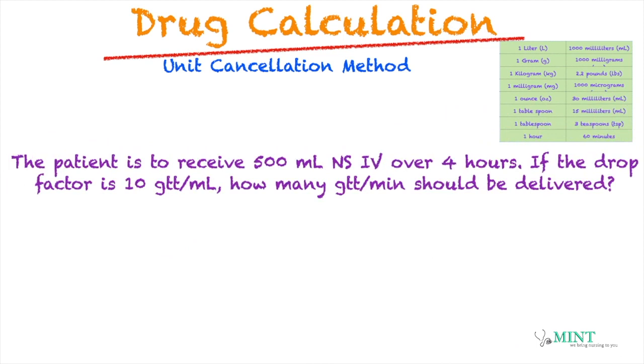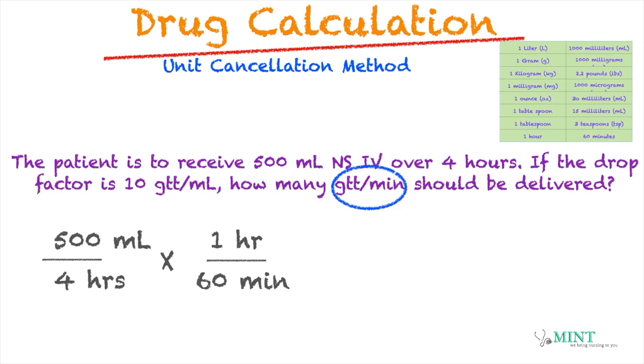Patient is to receive 500 ml NS over 4 hours. If the drop factor is 10 drops per ml, how many drops per minute should be delivered? So what is this problem looking for? Drops per minute. Now let's plug in our numbers. So 500 ml over 4 hours. Now we have to consider what the problem is looking for. It's drops per minute. What we have here is hours. So the very first thing that we're going to do is convert hours to minutes. So 1 hour is equal to 60 minutes. We're going to write it 1 hour is equal to 60 minutes. Now we get to cancel the unit hour.